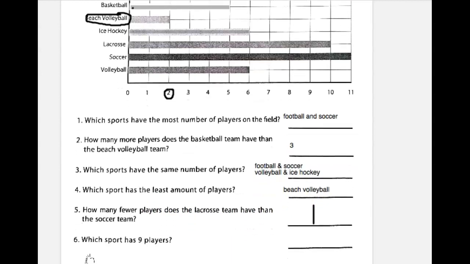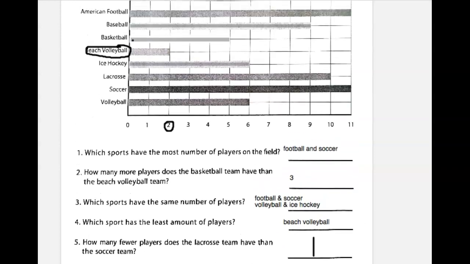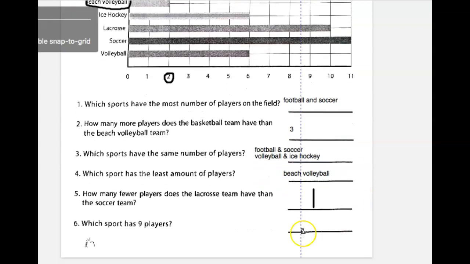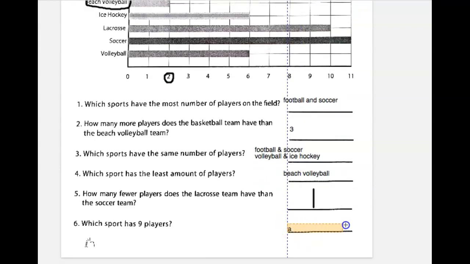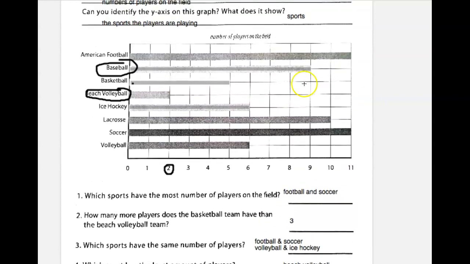And our last question is, which sport has 9 players? So you're going to go to the number 9, and you're going to go straight up, and I go across, and we have baseball. So that's another one where you can just circle it, or you can write it out. Or you could write baseball. And that is the end of our math for today. Good job!